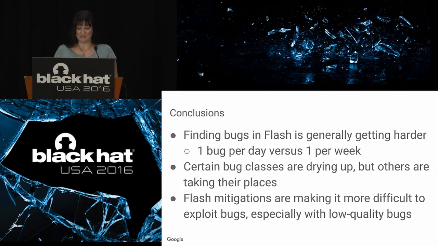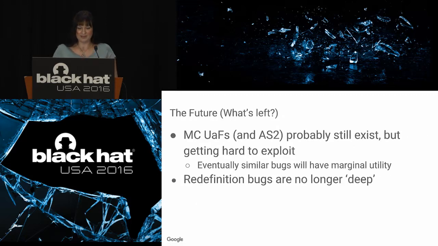And Flash mitigations are definitely making it more difficult to exploit bugs, especially with low-quality bugs. We're definitely seeing fewer 0 days and especially fewer 1 days because of the Flash mitigations. And in some of the 0 days that turn up, you can tell that it was a lot more effort to exploit the bugs. So what do I think, what sort of bugs are left?